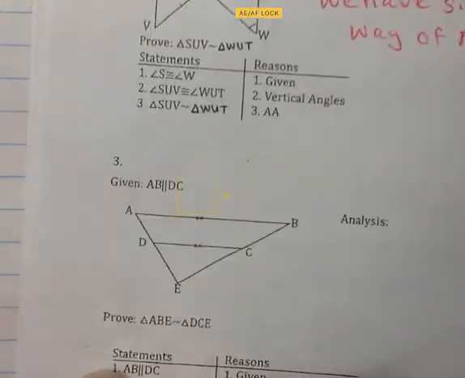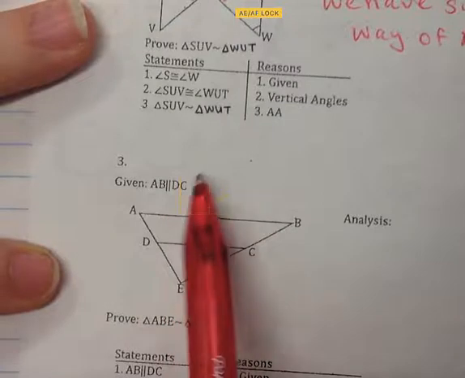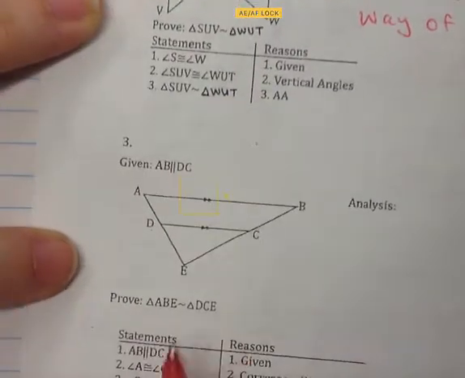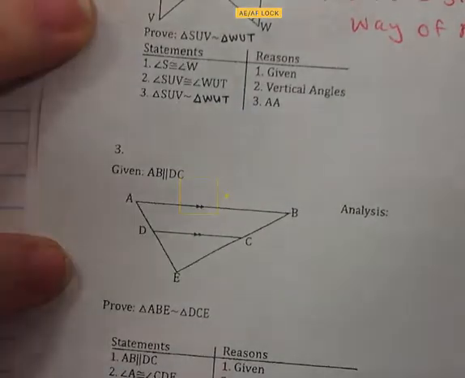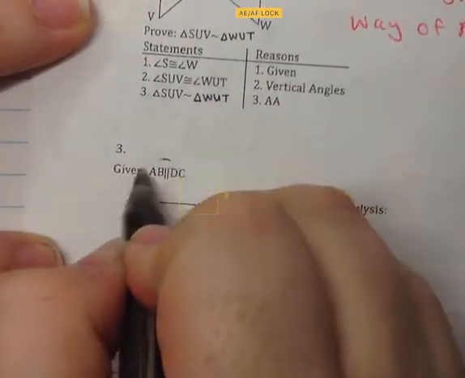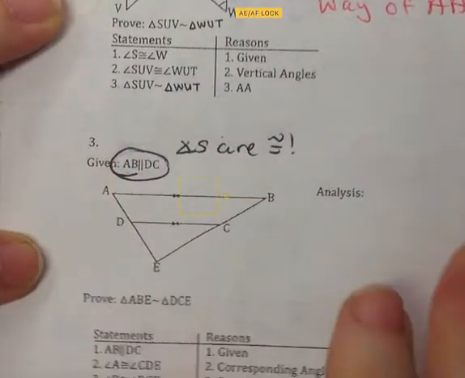And this next one, we're actually given parallel that says AB is parallel to DC. So in our given, we will say that AB is parallel to DC. However, when you see that word parallel, it actually means that angles are congruent. Angles are congruent.